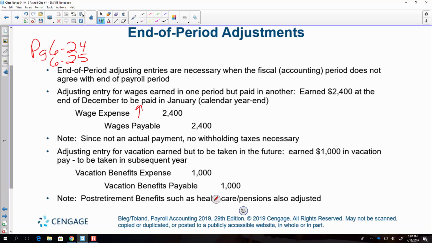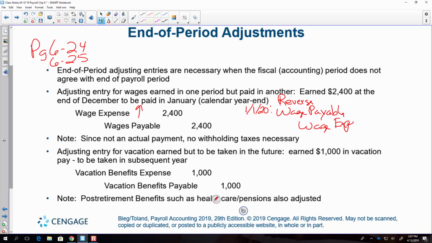Because again, remember, payroll is always based on the check date. Well, that doesn't align with our accrual accounting, right? So at the end of the month or end of the year, we have to do an accrual entry. And if you remember from Accounting 1, on the new year, new month, we have to reverse that entry with the wage payable, and wage expense would be credited.